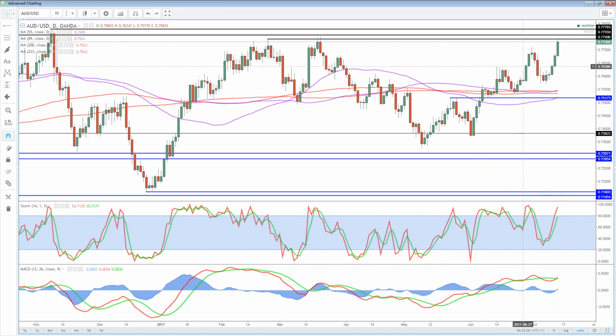The test will come really much further down. So if we do see a rotation lower, then really you want to see a break of 75.75 before you start becoming in any way bearish on this, because that's the most recent low, given the strength of this recent rally.